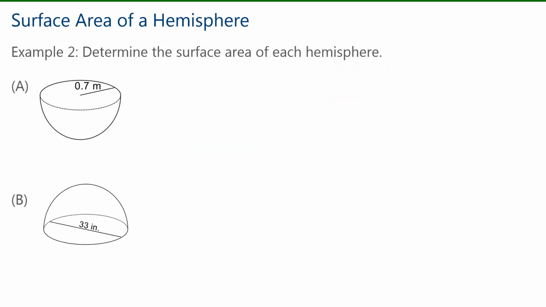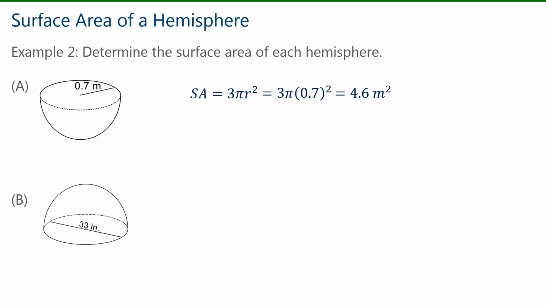So now let's use that formula to find the surface area of each hemisphere. So let's start with writing out our formula. Now in A, I see that the radius is 0.7. So I'll replace r with 0.7. So now I'll multiply 3 with pi and 0.7 squared to give us a surface area of 4.6 meters squared.